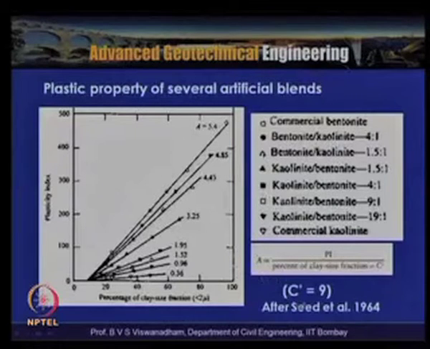According to Seed et al. 1964, the activity is defined as PI divided by percentage clay size fraction minus C dash, where C dash is the correction, suggested as 9. So with this, the plastic properties of several artificial blends of bentonite and kaolinite yield that the relationship between activity, plasticity index and percentage clay size fraction is modified as A is equal to PI divided by percentage clay size fraction minus C dash, where C dash is equal to 9.